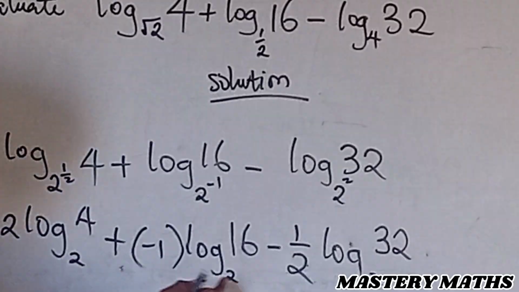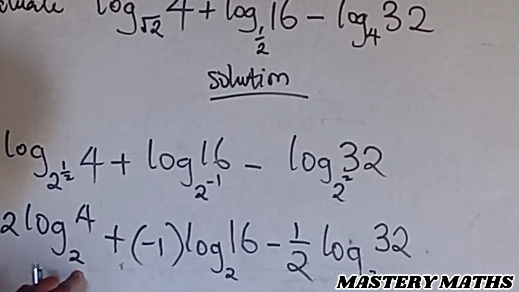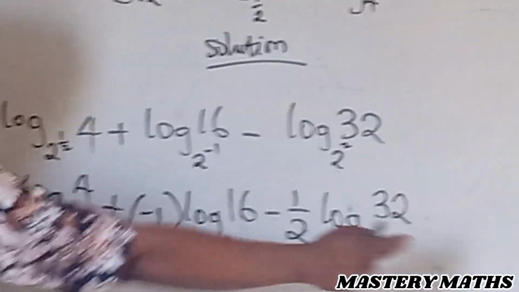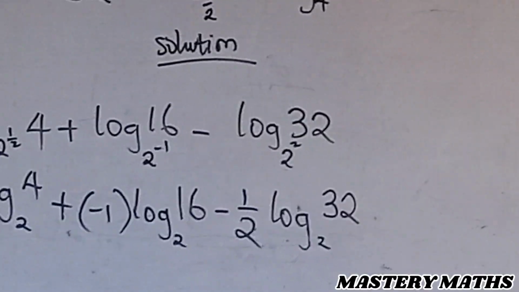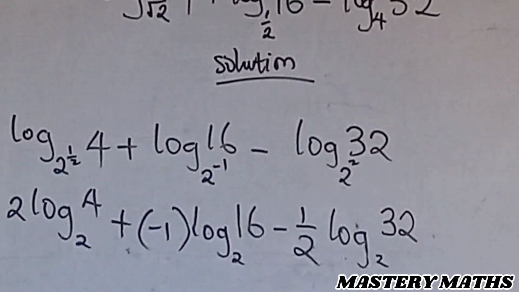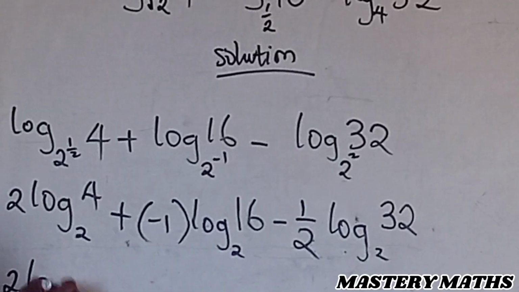Now, we've equated all the bases. Log 4 base 2, log 16 base 2, log 32 base 2. So they are all 2. Now, we need to work on this. How do we solve it now? Here, you have your 2 log.